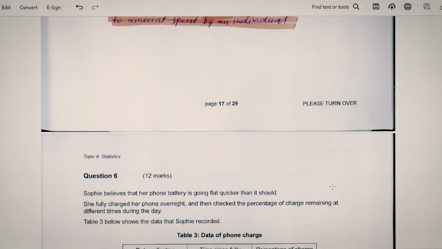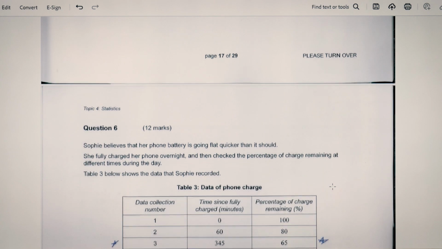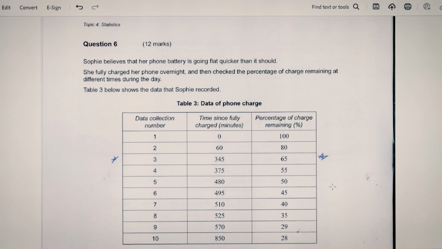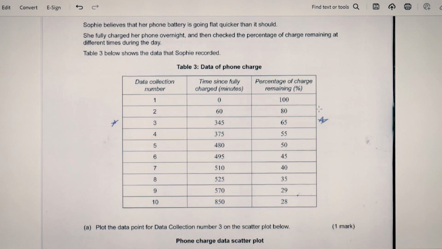Any questions? No? Okay, how much time have we got? We are doing well, yeah.